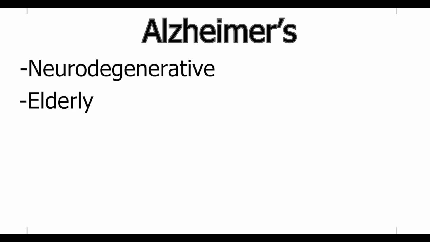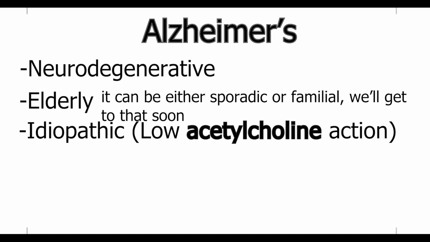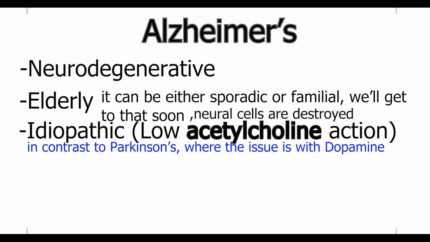Alzheimer's is the most commonly known neurodegenerative disease out there. It mostly affects the elderly, with some exceptions where it could be familial and it can happen at a younger age. Also mostly idiopathic. We still don't know the full mechanism of how this disease works. It is suggested that there is a problem with acetylcholine balance in the brain, specifically neurons that are mainly acetylcholinergic, and how their destruction is one of the major causes for symptoms in this disease.